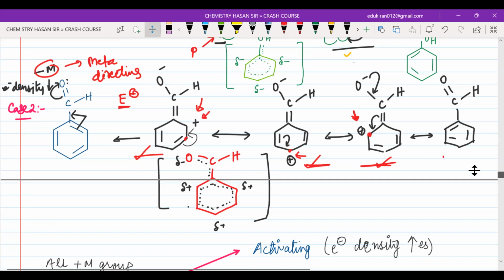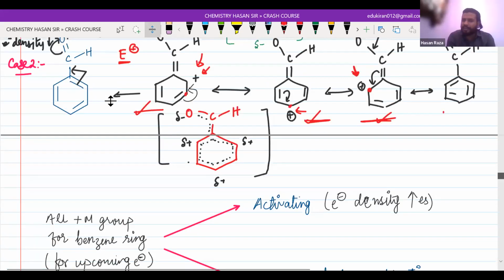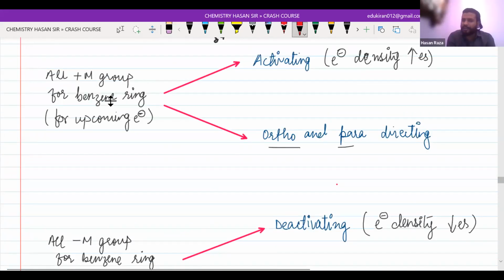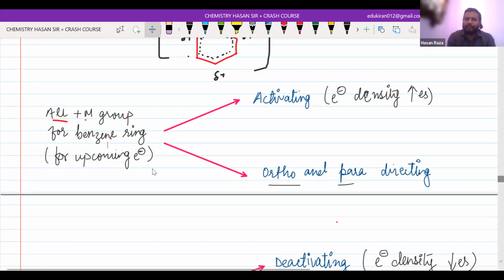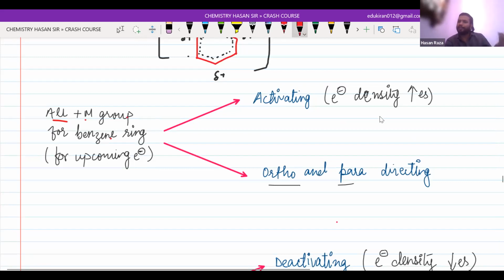Now moving to the next, I just wrote whatever I explained here. All plus M groups for benzene are activating. Why activating? Because plus M increases the electron density in the benzene ring. And these plus M groups are ortho and para directing, because there will be a negative charge on ortho and para. That's why the electrophile will come and attack on ortho and para. And we know that para is the more major product because it is more stable than ortho, because there will be steric hindrance. You know that.